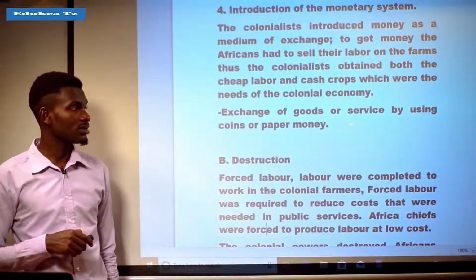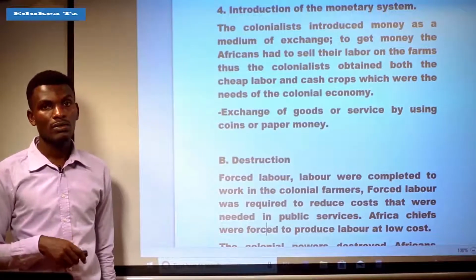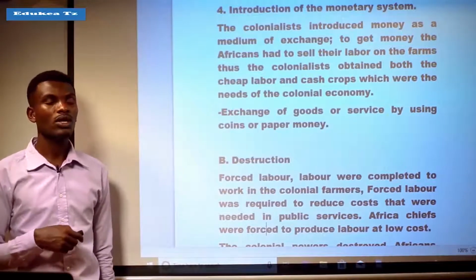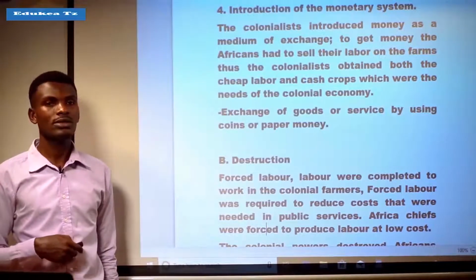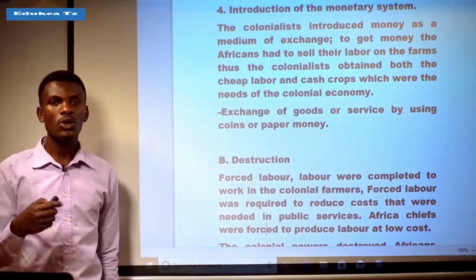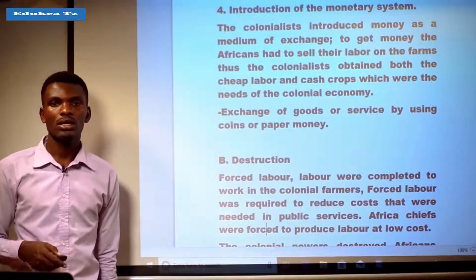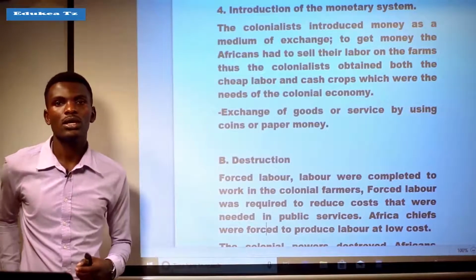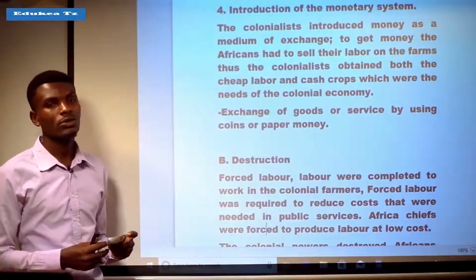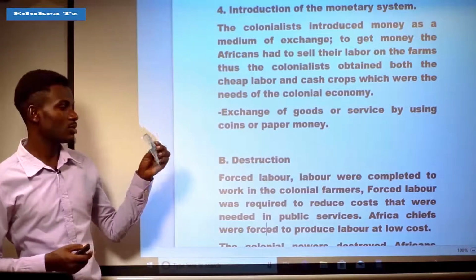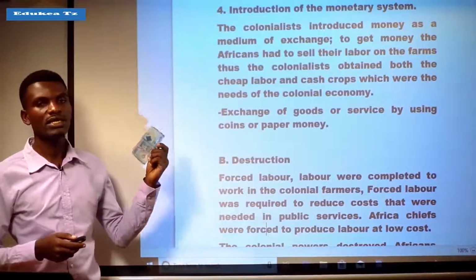Exchange of goods or service by using coins or paper money. It means that the money system that was introduced by the colonialists led to the exchange of goods or services by using coins or paper money. So you can see that the money system which was introduced was like this. So they started to use money. These were the medium of exchange.